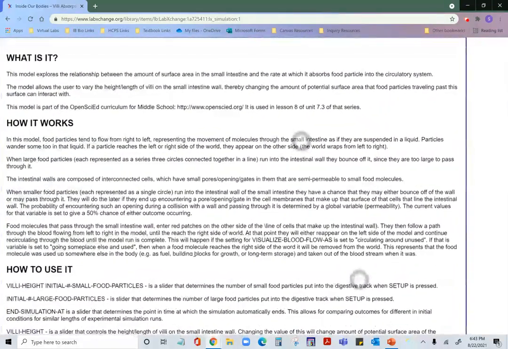So in this model, food particles tend to flow from right to left, representing the movement of molecules through the small intestine as if they were suspended in liquid. And that liquid is going to be the chyme that's passed from your stomach through the duodenum into the small intestine. There's large particles that are represented by 3 circles connected together. They tend to bounce off the walls because they're too large to pass through. There's smaller particles represented by single circles, and we're going to watch what they do.